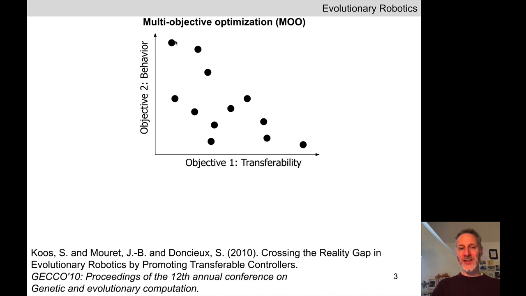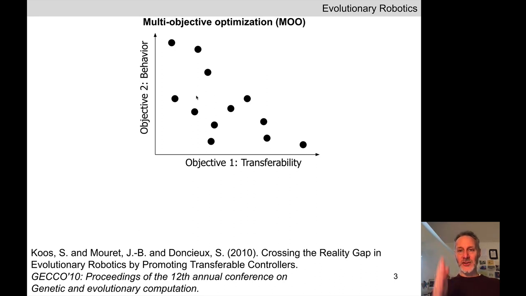So this controller, which is high in the plot, caused the robot to move a far distance from left to right. And this point, this controller down here, caused the virtual robot to move barely at all. We can also measure the transferability of a controller, how well it transfers from simulation to reality, and plot that transferability on the horizontal axis.